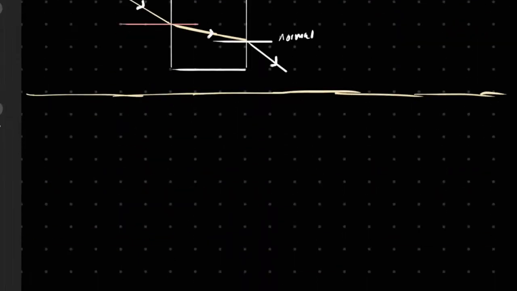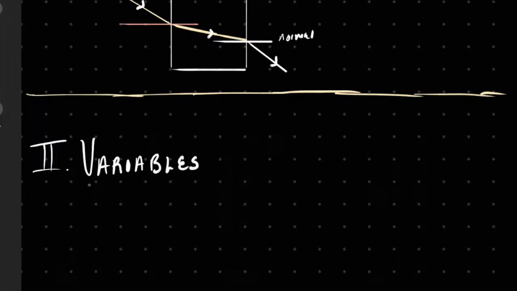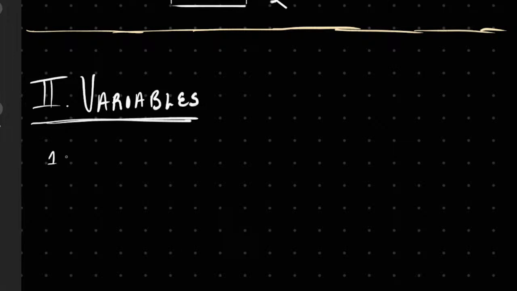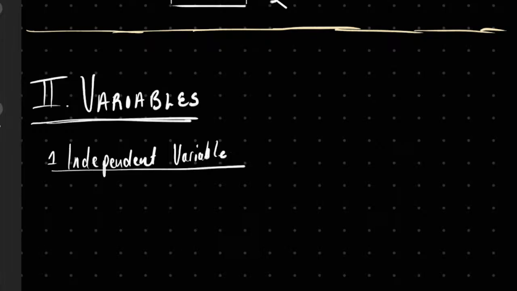Now, let us put the variables. This is a favorite question of exams. They love to ask about variables. What are the variables? First one is the independent variable. What is the independent variable? In brackets, I want you to say, what you change. The independent variable is what you change.